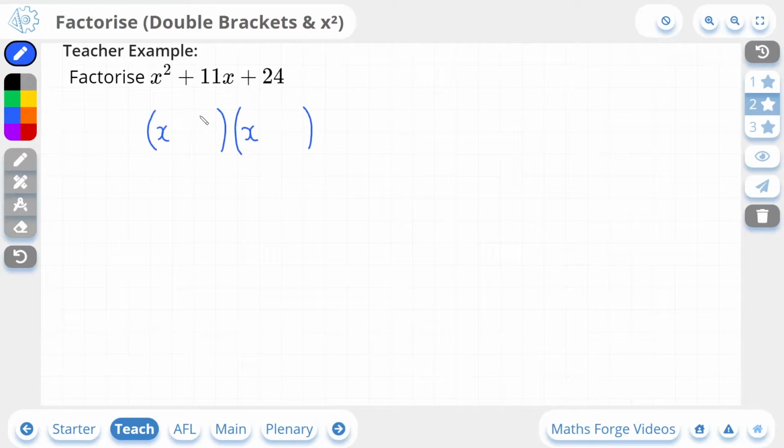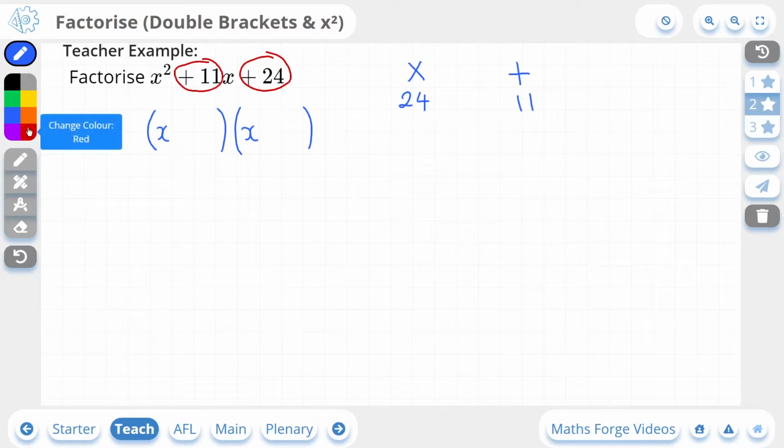So this is definitely how to start off: 2 brackets, an x and an x. The next part is to decide which symbol and which numbers go here in the brackets. And how you do this is through the 2 numbers here, the plus 24 and the plus 11x. With the plus 11 in front of the x, you don't really need the x. So how is this done? Well, the 2 numbers that go in here must multiply to give you 24, and they must add to give you 11. So think of 2 numbers that multiply to give you 24 and add to give you 11.